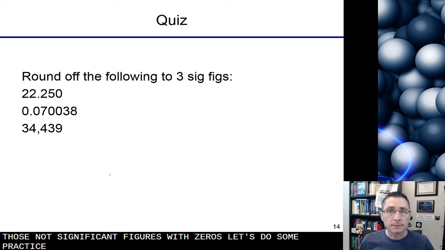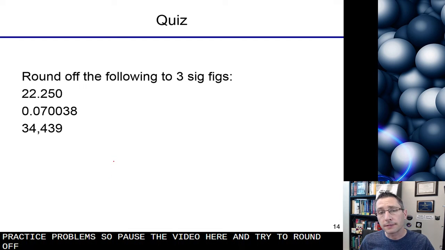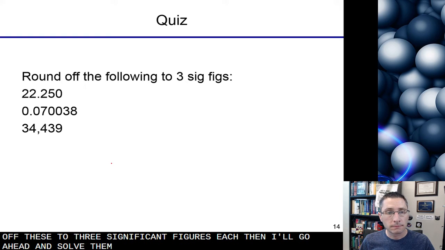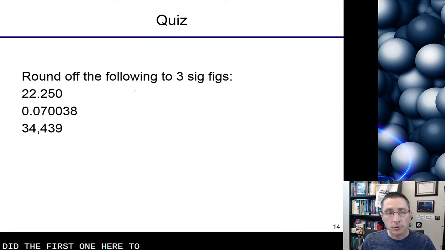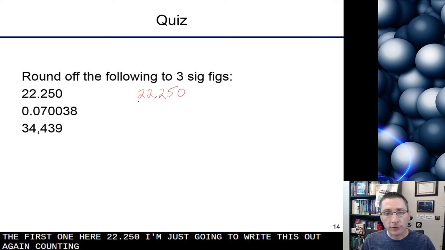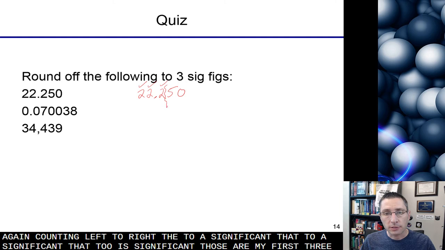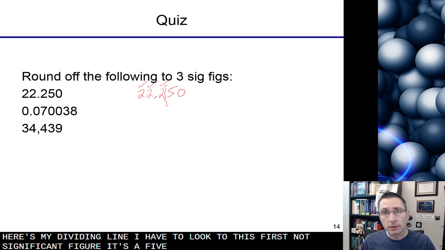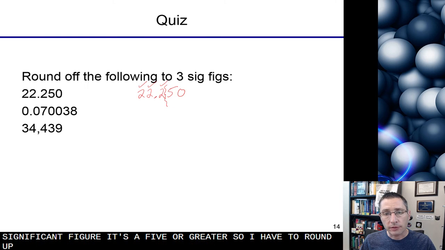Let's do some practice problems. Pause the video here and try to round off these to 3 significant figures each. Then I'll go ahead and solve them. The first one here, 22.250, I'm just going to write this out again, counting left to right. The 2 is significant, the 2 is significant, the 2 is significant. Those are my first 3. Here's my dividing line. I have to look to this first non-significant figure. It's a 5 or greater, so I have to round up the previous number. So this becomes 22.3.